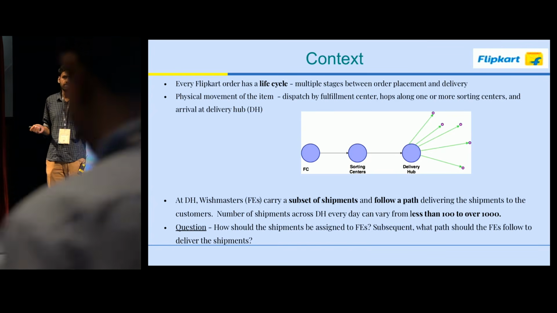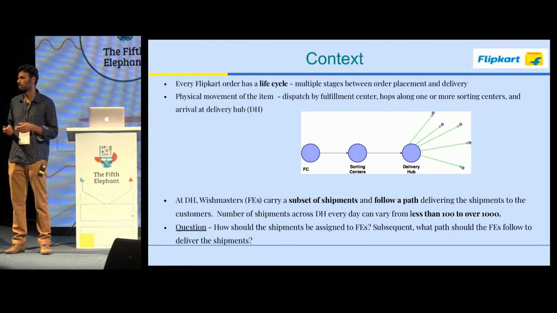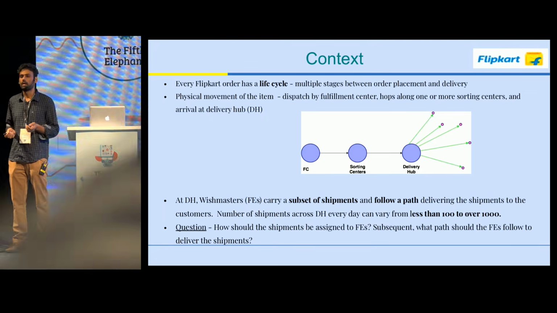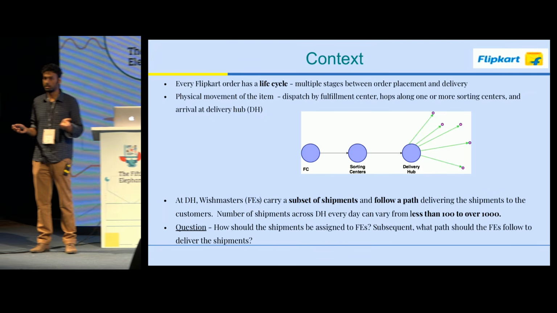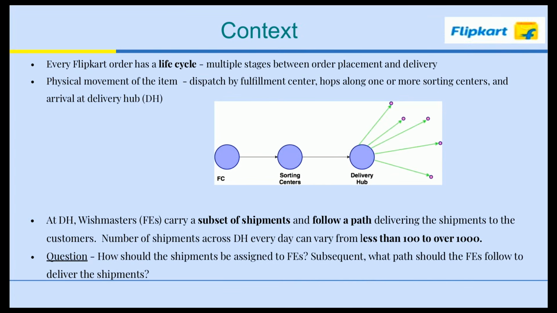In a typical hub, there's somewhere between, say, 300 to over 1,000 different shipments in every shift. So not only is it a large number, but there's also quite a bit of variability there. So now we pose the question: given a set of shipments at a given delivery hub and a set of FEs who are going to go deliver it, A, what should be the allocation of the shipments to the different FEs, and B, what should be the specific path that they should take to deliver their shipments. So that's basically the problem we're going to be talking about today.